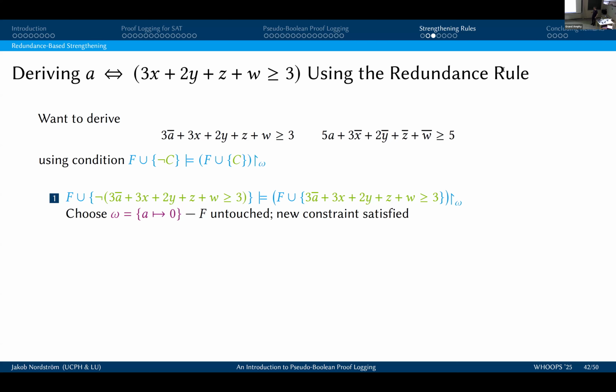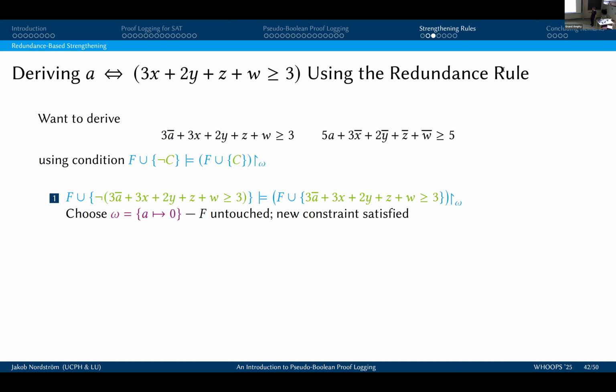And what should my witness be? Well, intuitively, the witness should reflect why we know that this is true. Well, because A could just take the Boolean value of this constraint. So the reason that it's okay to add this constraint is that I could always set A to false, and then this constraint is vacuous. And this is what would happen in the proof log.